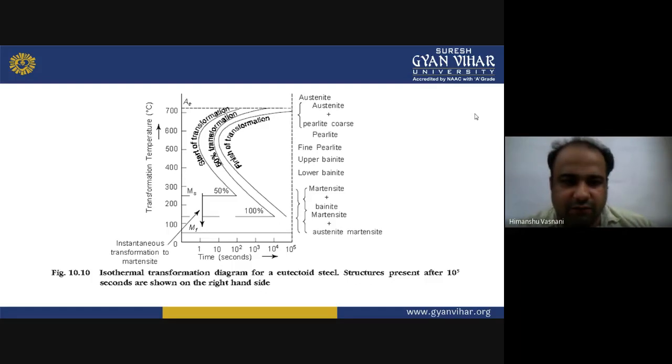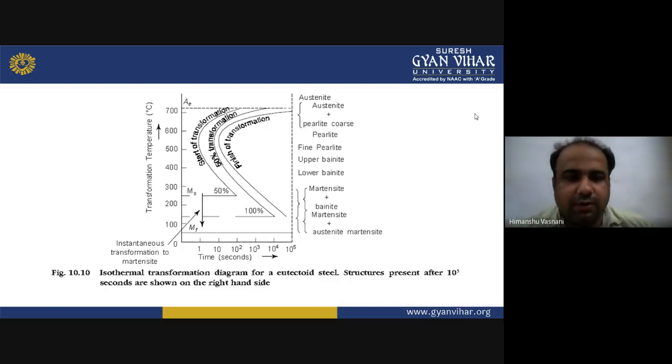After this much time period, you can get martensite, or martensite and bainite structure. If you go upward, as you increase the temperature at a particular time, you will get lower bainite, then upper bainite, then fine pearlite, then coarse pearlite, then austenite, and after a particular temperature, austenite. So different microstructures are formed in this diagram, that is the isothermal transformation diagram.